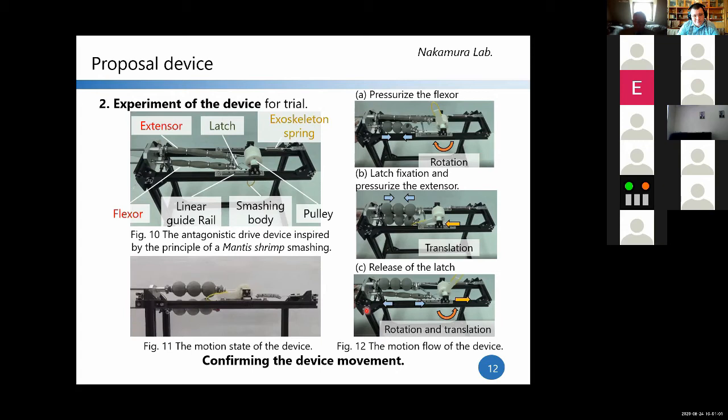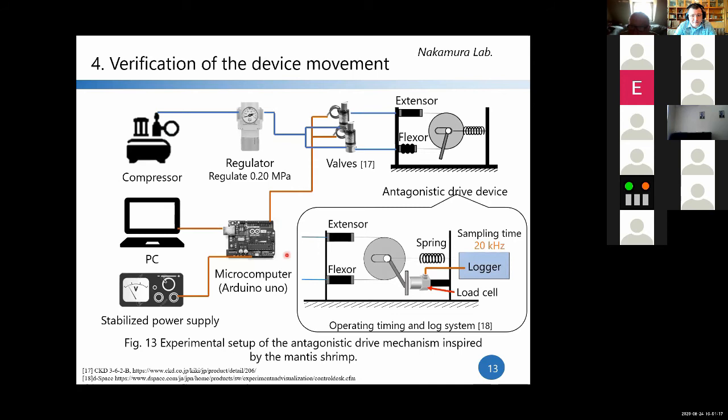This device can operate according to the operational model, so I confirmed the movement of the device as an early experiment. As a confirmation of the device movement, the impact force was measured with reference to the motion of the mantis shrimp. The experimental setup is shown in figure 13. The air pressure from the compressor was regulated up to 0.20 MPa and applied to the articular muscles via valves. The valves were controlled by the microcomputer.